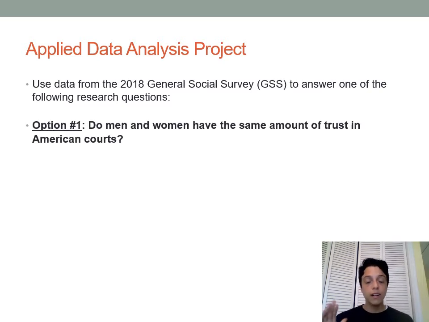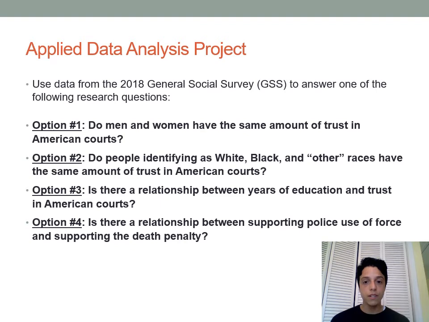There are a couple of different research question options that you can choose for this project. Option 1 is, do men and women have the same amount of trust in American courts? Option 2 is, do white, black, and people who identify as other race have the same amount of trust in American courts? Option 3 is, is there a relationship between years of education and trust in American courts? And option 4 is, is there a relationship between supporting police use of force and supporting the death penalty? As you can see, each of these questions involves criminal justice in some way.